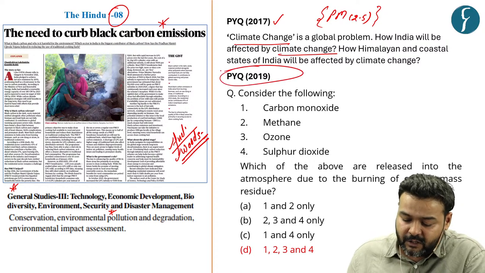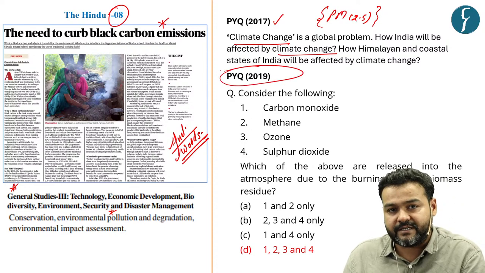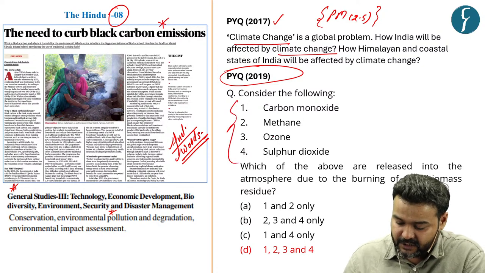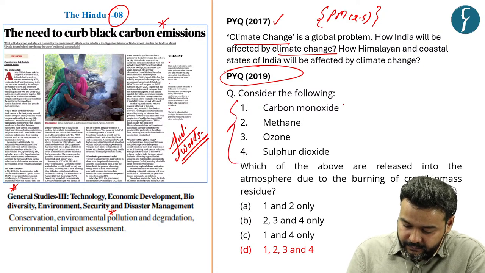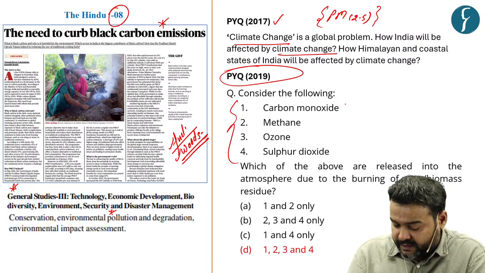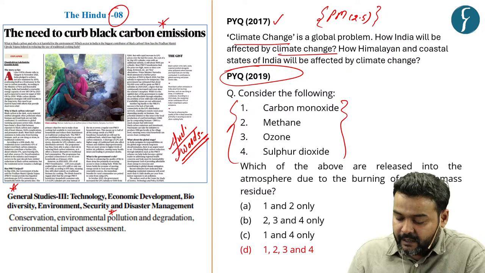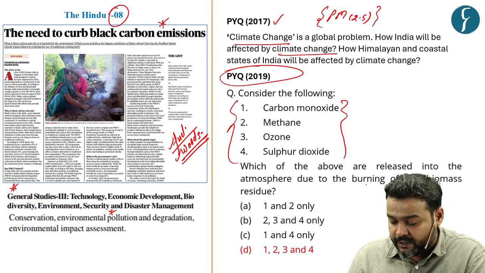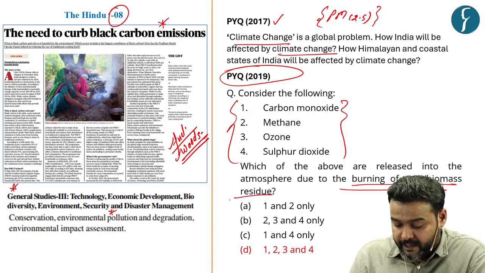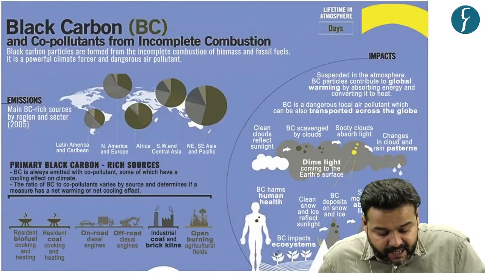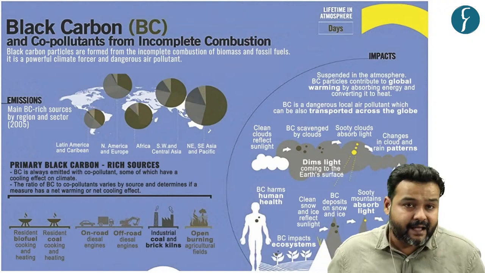And in prelims also, they have asked question based on various pollutants. Like in 2019, they have asked a question based on, they had given four options and asked you which of the above are released into the atmosphere due to the burning of crop biomass residue. So let us begin our discussion by understanding what is black carbon.